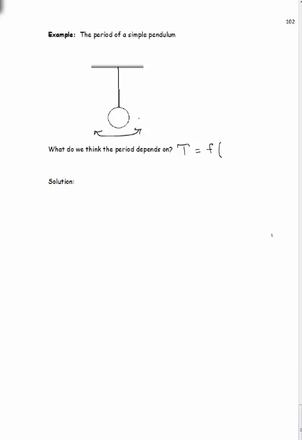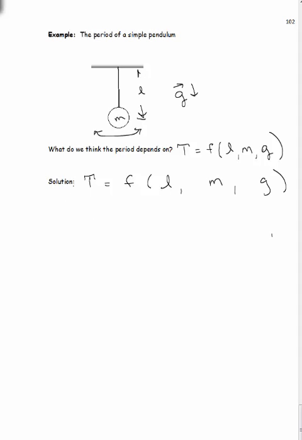probably has to do with this length and the mass, and since it's swinging up and down, probably acceleration of gravity, so just say g here. So let's go through our process. We have this function, period is a function of, and let's just spread these out, L, M, g.